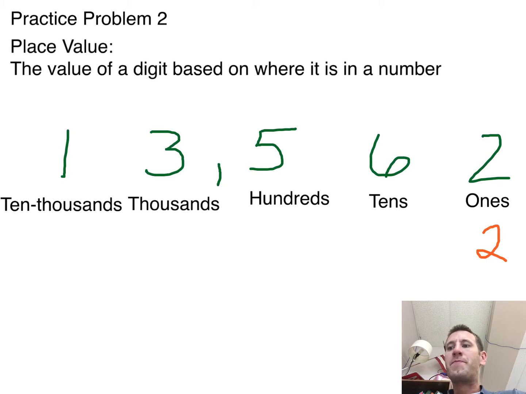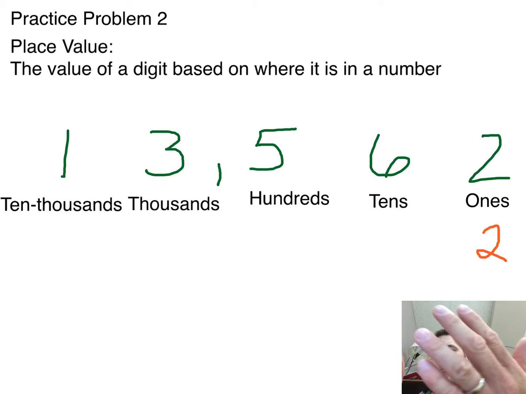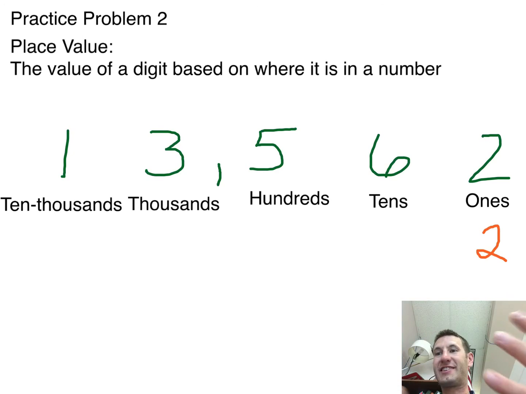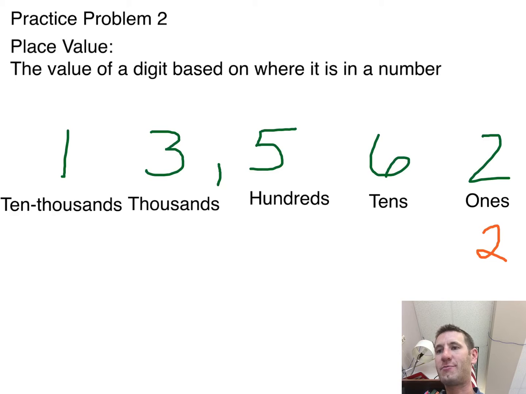Okay? Then I move over to the left to the next spot, and I might say, all right, well, I see 6 tens, and I know that 6 tens, if I think of my base 10 blocks, I think 10, 20, 30, 40, 50, and 60. There's 6 tens. I know that 6 tens would be worth 60, or its place value is 60. So far I have 60 plus 2, and that equals 62.